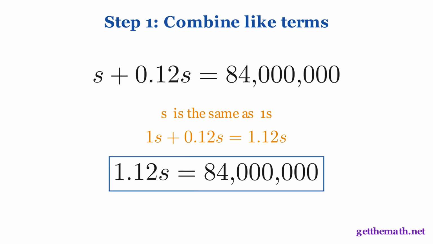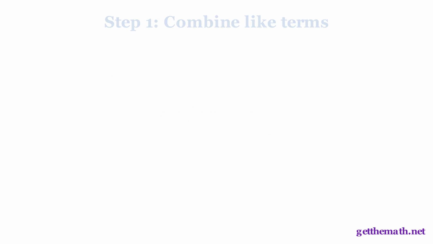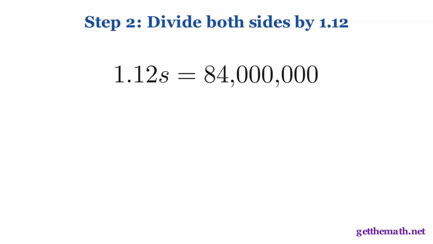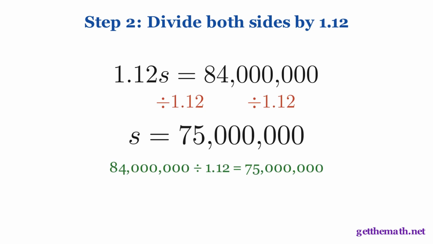Step 2, divide both sides by 1.12 to isolate S. 84 million divided by 1.12 equals 75 million. So S equals 75 million. The streaming service had 75 million subscribers in 2023.